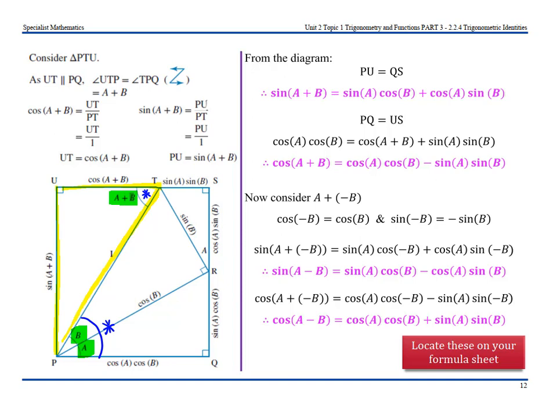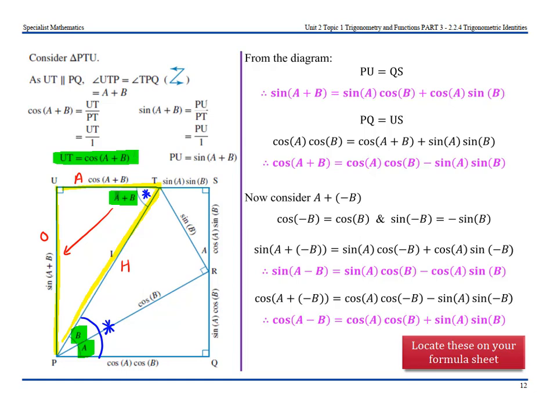Okay, so now if we look in terms of this triangle, and you can see I've already labeled it, but we'll actually derive it. This is my opposite, this is my hypotenuse, and this is my adjacent. So cos of A plus B is adjacent over hypotenuse. So that's UT over PT. PT is 1, so that means my UT is cos of A plus B, and I've written that on my triangle.